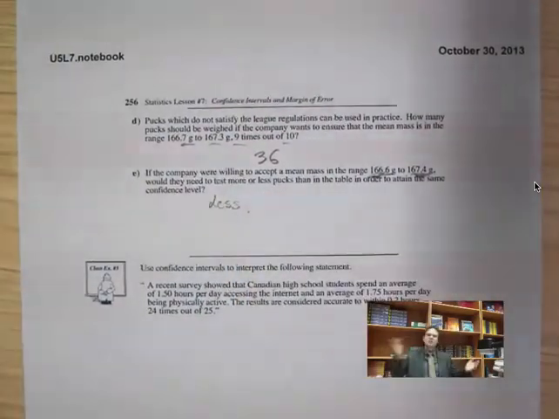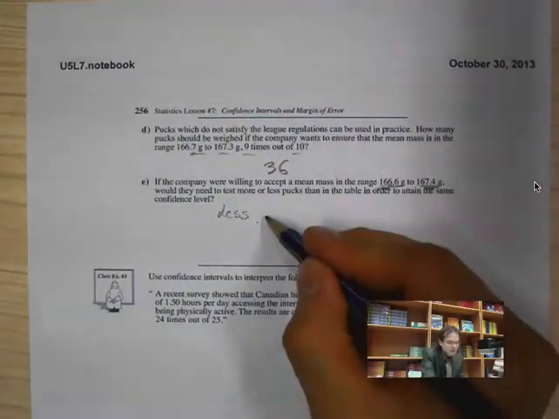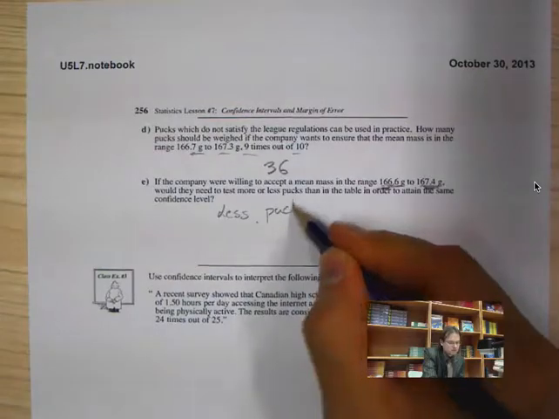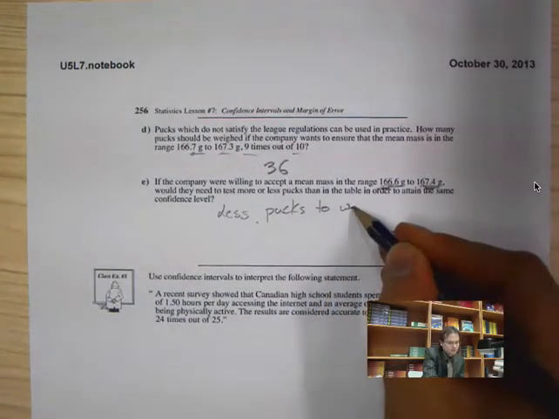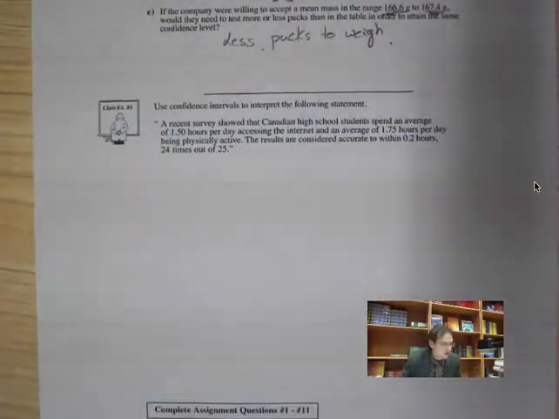Right? It goes back to the students thing. If I said I wanted between 80% and 60% the mean, well then I could only take 50 students to a sample. If I said I wanted between 65 and 75 the average, well then I'm going to take more, like 250, okay? Does that make sense? So this means we need less pucks to weigh, because we're not being as specific with our confidence interval. So we need less pucks.